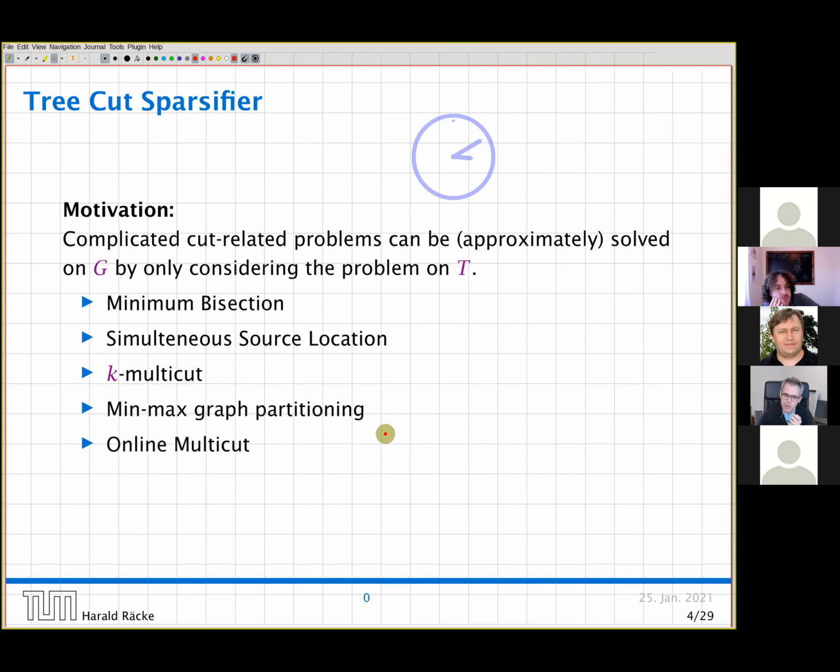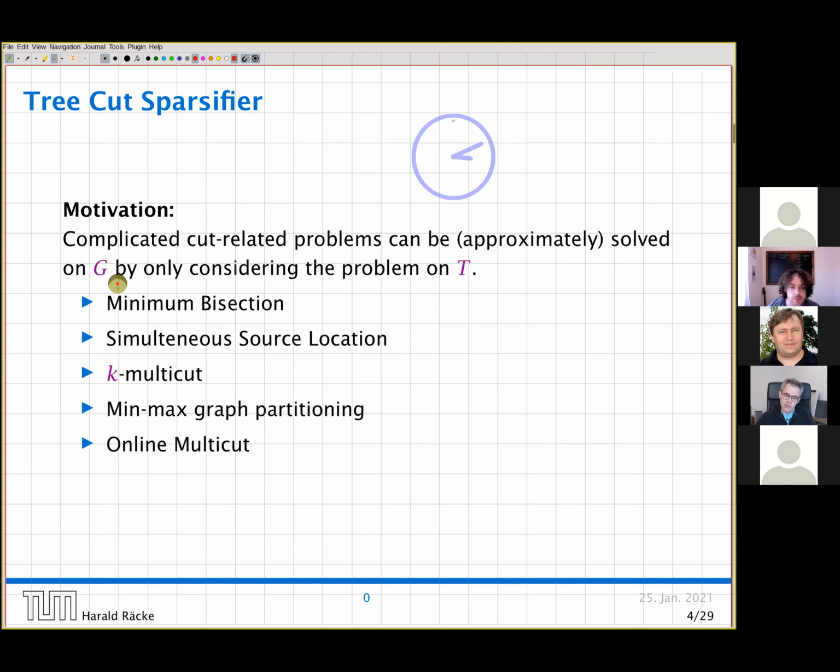Any kind of cut-related problem I can solve on the tree, and then I can transfer the solution to G, and I get an approximate answer. So, for example, for minimum bisection, simultaneous source location, k-multicut. There are a lot of cut problems where this has been done, and sometimes this even gives the best results that exist for the problem. The main strength comes from the fact that on the tree I can very often solve problems using dynamic programming, and so I get a very good solution on the tree, whereas on the graph I usually don't have dynamic programming approaches available.